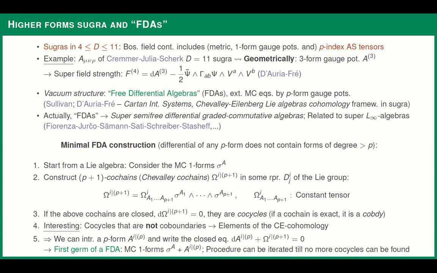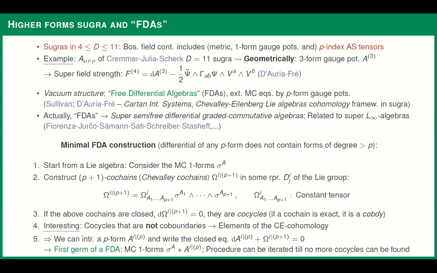If this is the case, we can then introduce a new p-form A^p and write this closed equation, which is a way of trivializing the cocycle, because we are introducing it by hand from the outside and forcing this equation. This is what is called the first free differential algebra. After having built this equation, starting from a cocycle that is not a coboundary, we add this p-form gauge potential and write this first equation.